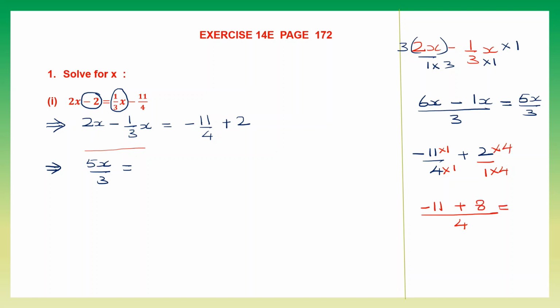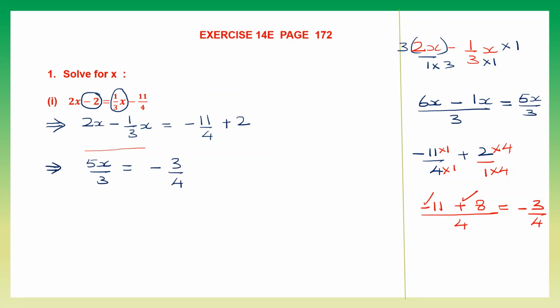Now let's work this out. Signs are different. This is minus and this is plus. So we put the sign of the bigger number. 11 minus 8 is 3 and the denominator is 4. So here on the right hand side we have minus 3 by 4.